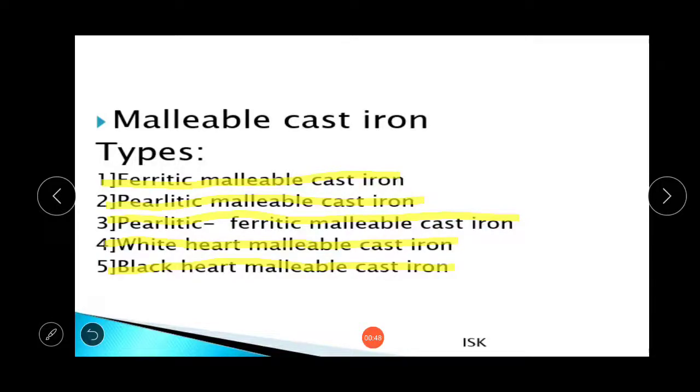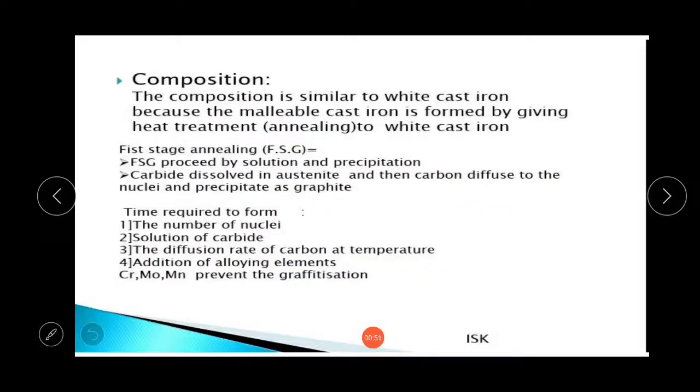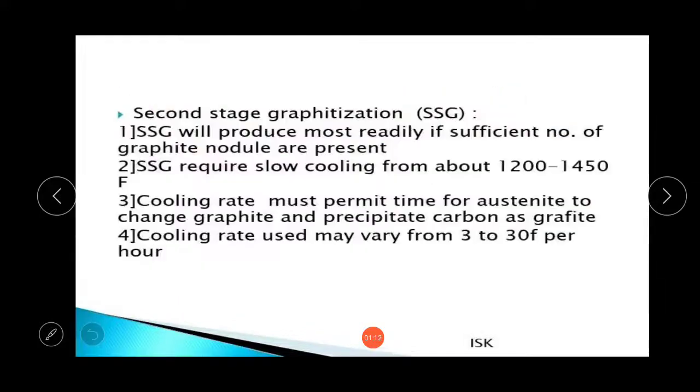Next, we learn about the composition of malleable cast iron. The composition of malleable cast iron is similar to white cast iron because malleable cast iron is formed by giving heat treatment such as annealing to the white cast iron.